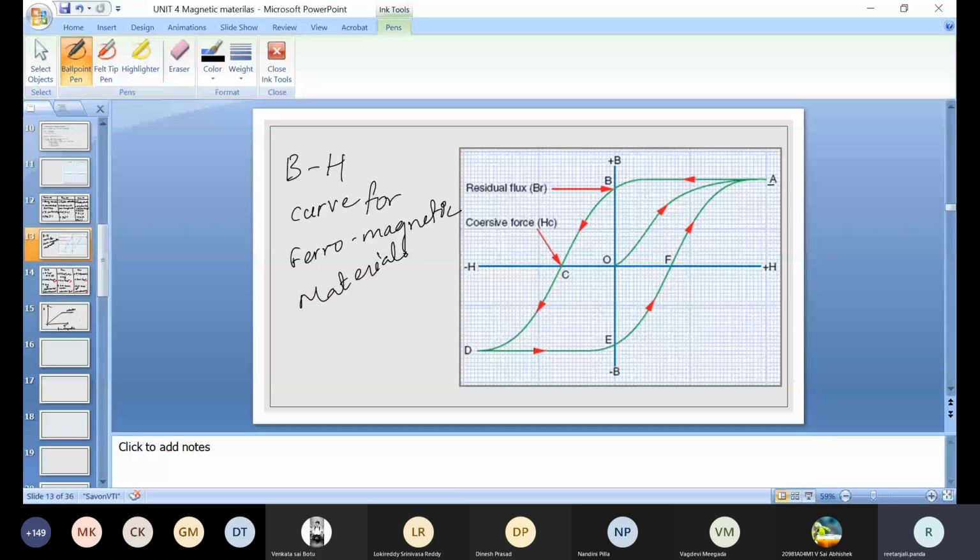I think there is some network issue you find. It might be from my end also. So I will be repeating. One student requested the repeating of this particular hysteresis loop. I will repeat it again in the coming class, next class.